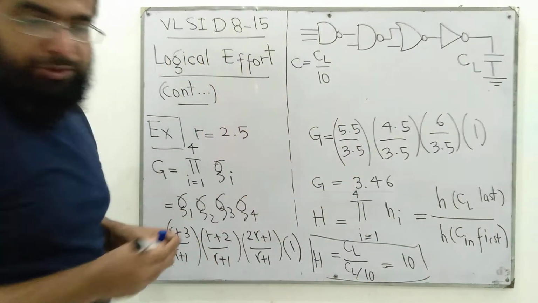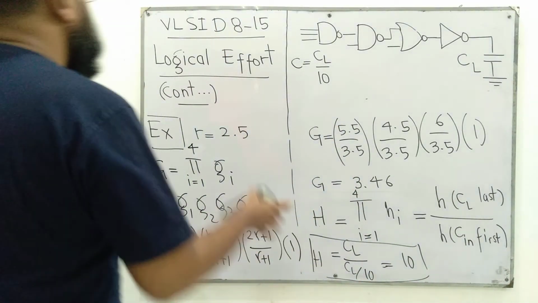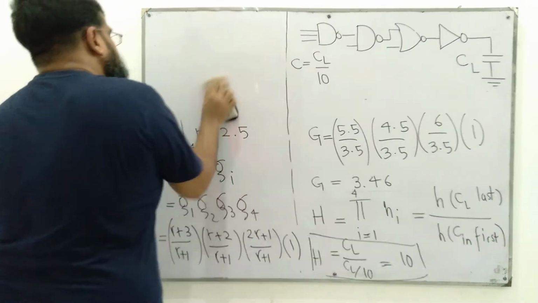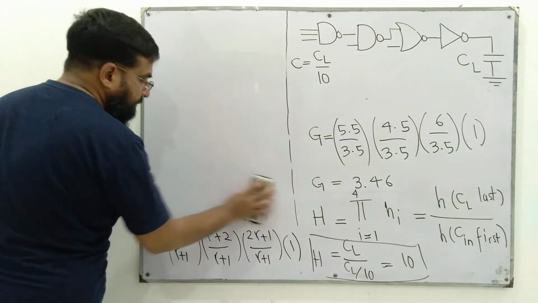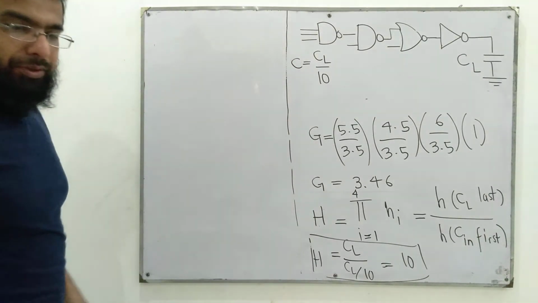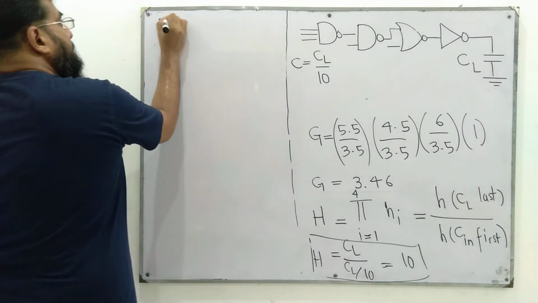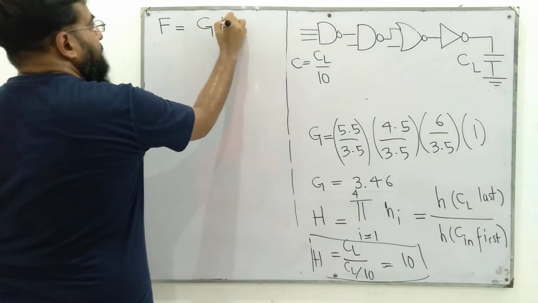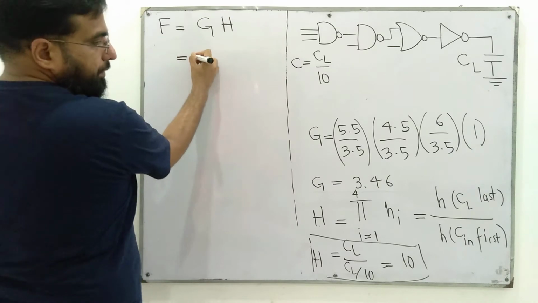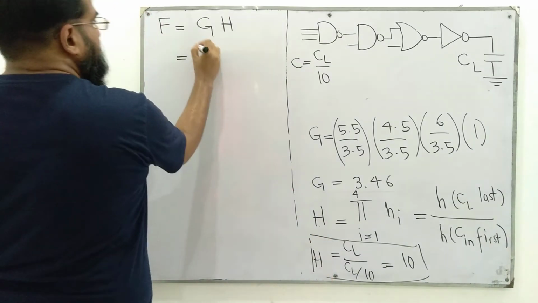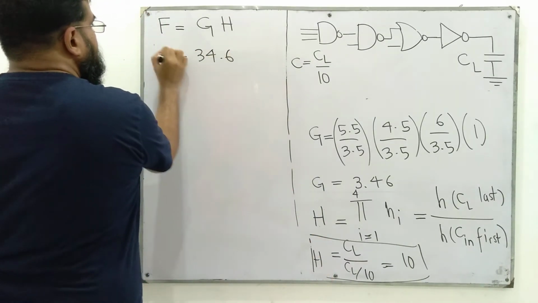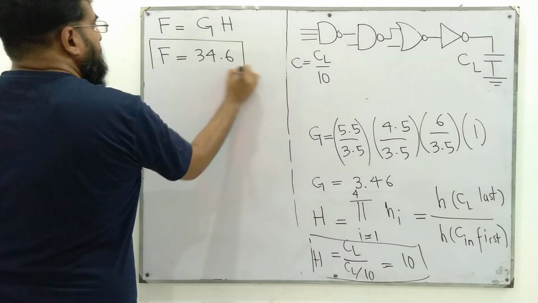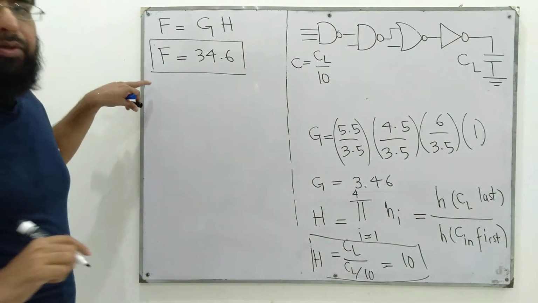So now we have computed G, we have computed H, and then now we are ready to compute the path effort. The path effort is the product of logical effort and the electrical effort. We already know G times H. 3.4 times 10 is 34. And then this is the path effort of the chain.